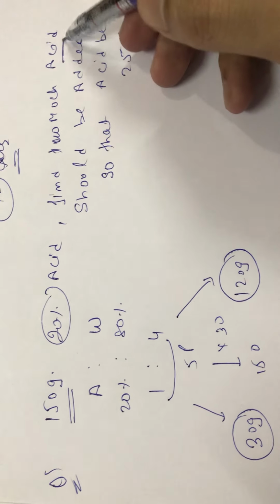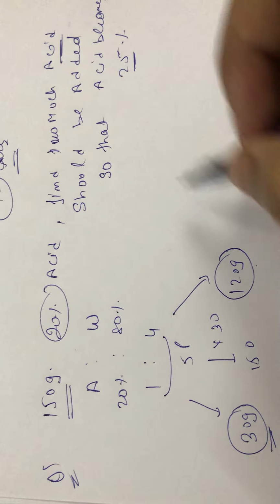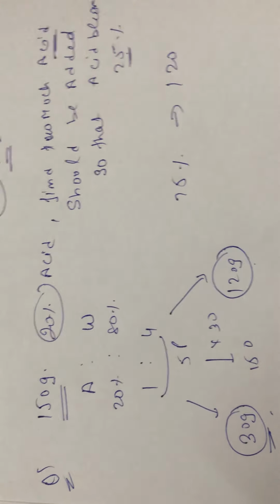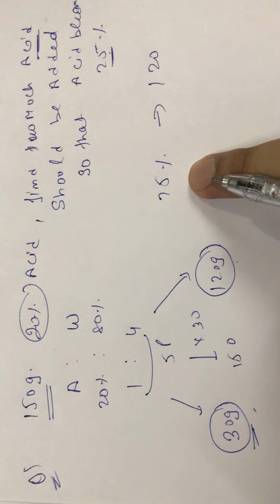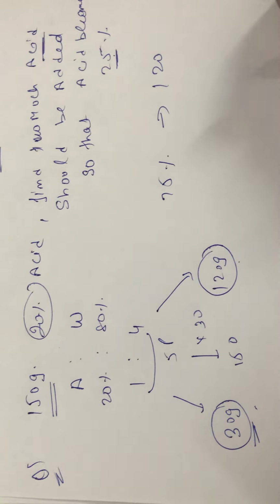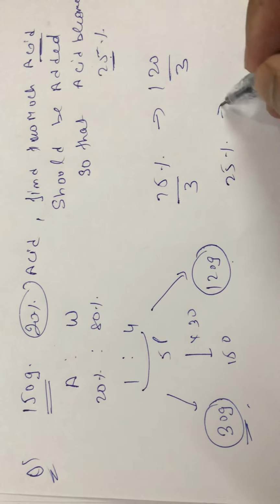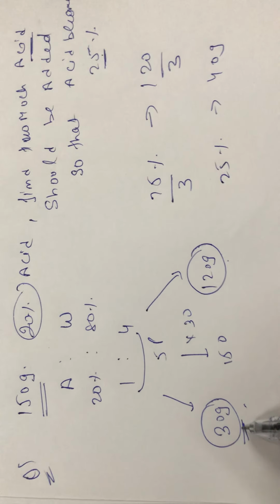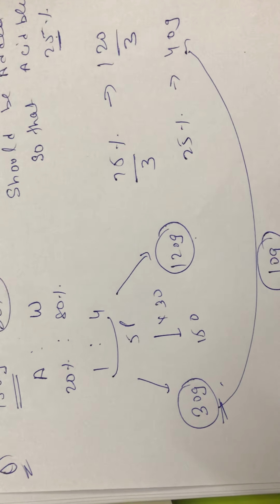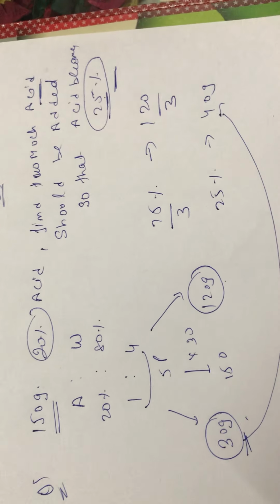Now they are asking how much acid must be added so that acid becomes 25%. I'm just adding acid, so water must stay the same. If acid is 25%, obviously the rest will be 75%. So 75% value is 120. I need to find the value of 25%. I can divide both sides by 3. So 25% is 40 gram. Previously it was 30, now it is 40 gram. What is the adding value here? 10 gram. It means I need to add 10 gram of acid to make the acid 25%. I hope you all are clear up to this.